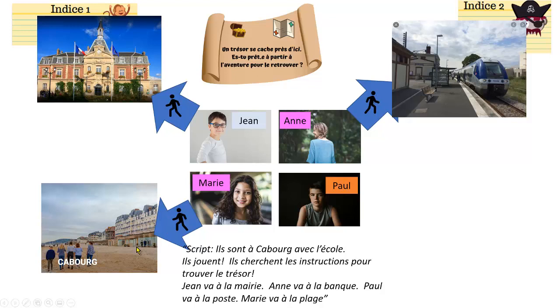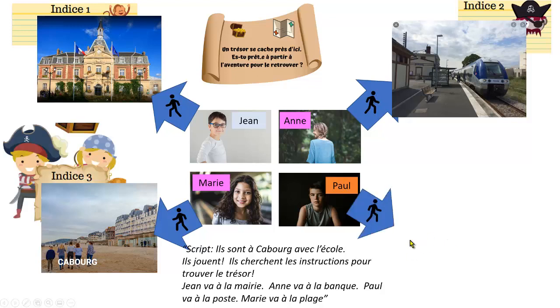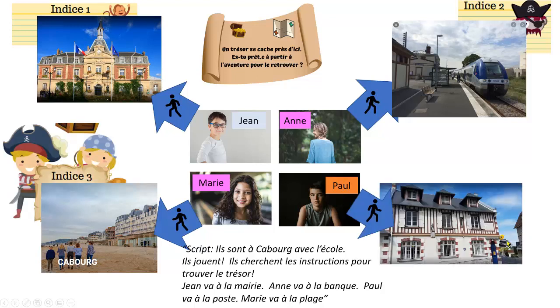À la plage. Et Paul, il va où? Paul va à la poste. Ça c'est la poste. It's the post office. It's a post office sign. À la poste. Anne va à la gare. Ça c'est la gare. Jean à la mairie, Marie à la plage, et Paul va à la poste.